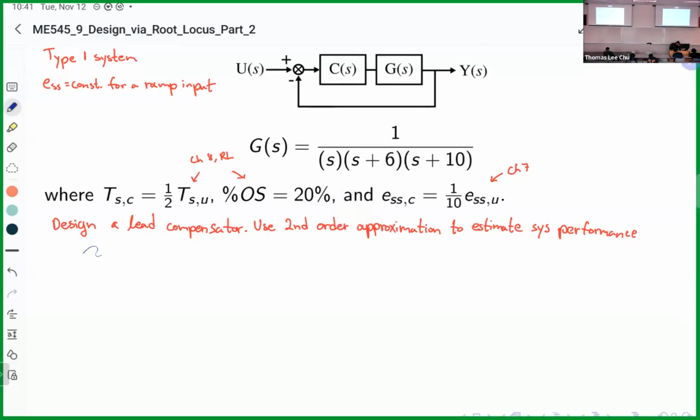We're going to use the equation where percent overshoot is 20%, so that our damping ratio is equal to minus ln of 20/100 divided by the square root of pi squared plus ln squared of 20/100. And we get 0.456.